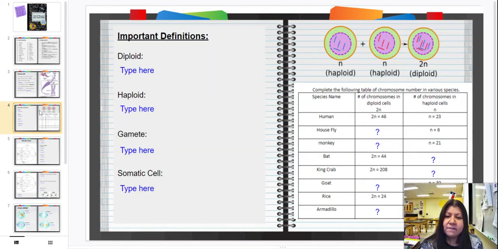So let's go ahead and go over a couple of key vocab words. First off, let's go over this word diploid. Essentially what diploid means is that it's referring to the genetic information inside of an organism. So our cells have two ways to express genetic information.